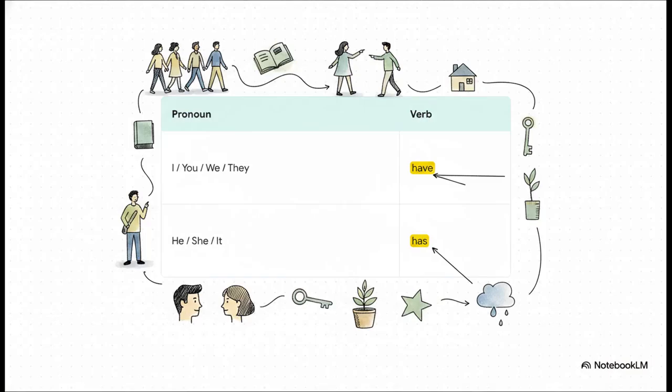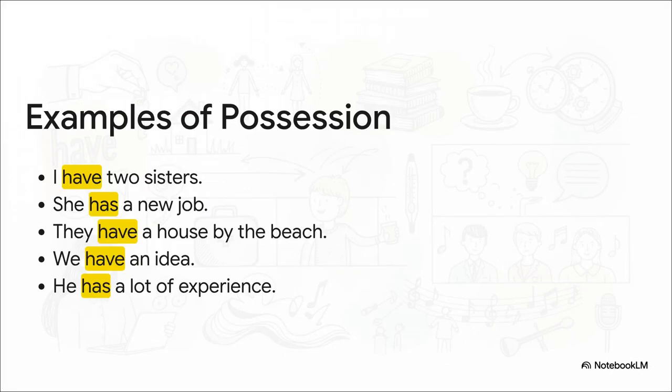Okay, before we get any further, this is the most important grammar rule you need to know for this section. It's really simple. For I, you, we, and they, you use the word "have." For he, she, and it, you've got to use "has." Seriously, just getting this one thing right will make you sound so much more fluent. Let's look at a few examples so you can see exactly how this works.